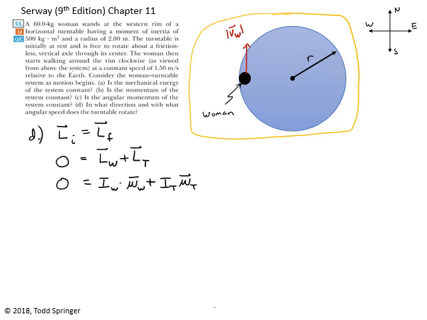Now the woman we're treating as a point mass, so we know the moment of inertia for a point mass. It's going to be like this: mass of the woman times r squared, times omega of the woman. And then I'll just leave the moment of inertia of the turntable because we know that, times omega of the turntable. So finally we can solve this for omega for the turntable.